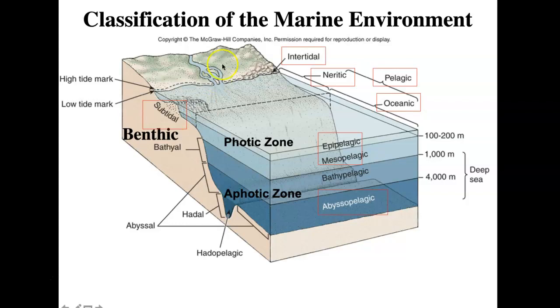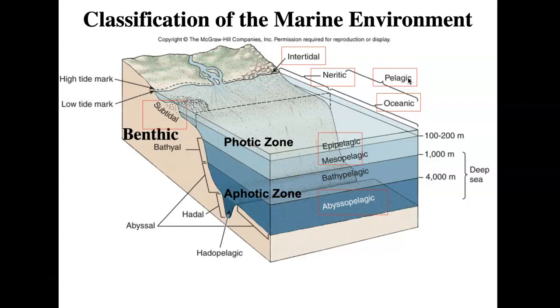Then we have the pelagic portion of the ocean. Pelagic is the opposite of benthic. Pelagic is going to be offshore in the open water. So anywhere from here all the way over here, anything that's living in this open water, we consider to be pelagic. If you want a definition, pelagic would be anything that's offshore in the open water.